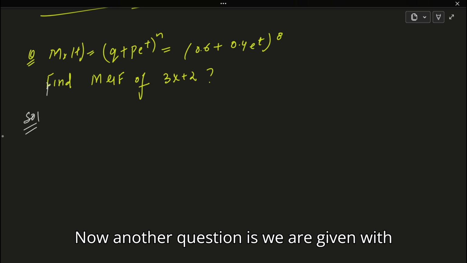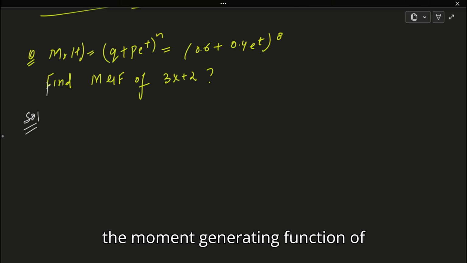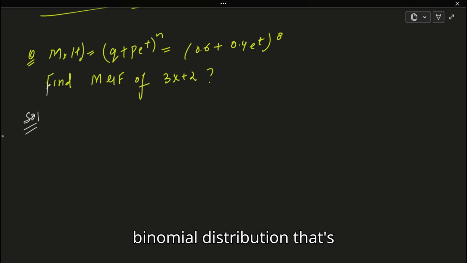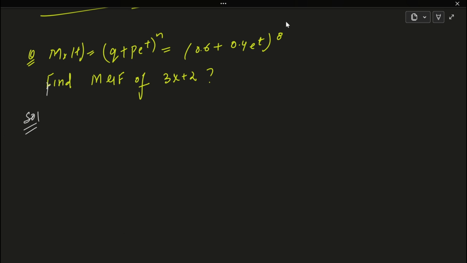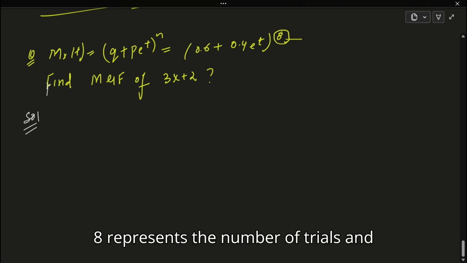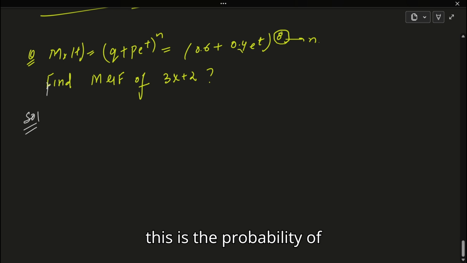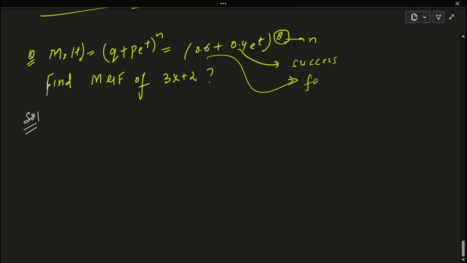Now another question is, we are given the moment generating function of a binomial distribution, that's (0.6 plus 0.4 e raised power t) whole raised power 8, where here 8 represents the number of trials, 0.4 is the probability of success and 0.6 is the probability of failure. Clear? So what is the MGF of 3x plus 2?